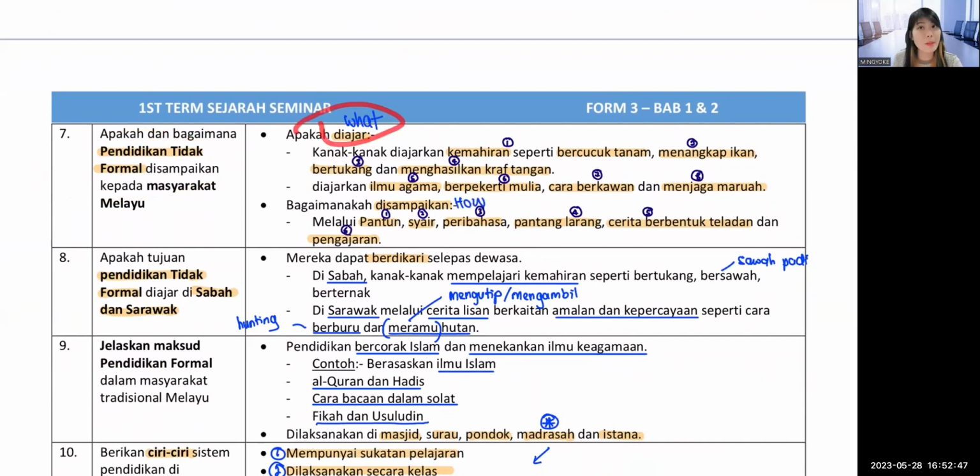What you learn, very simple, the skills. For example, farming, bercucuk tanam, menangkap ikan, fishing, bertukang, carpentry. Carpentry, you all know what's carpentry, y'all? Okay. Then, other than that, produce craft tangan, your craft. And then, other than that, you also learn what?